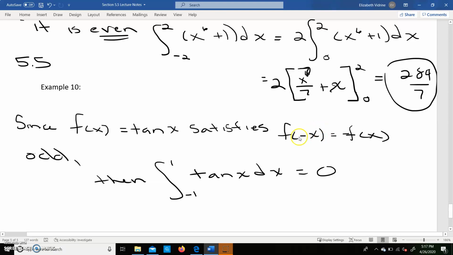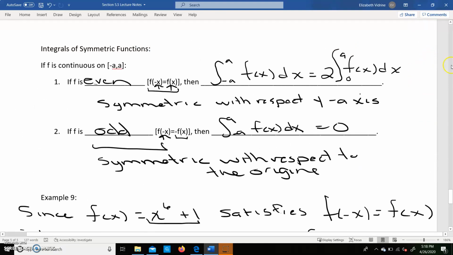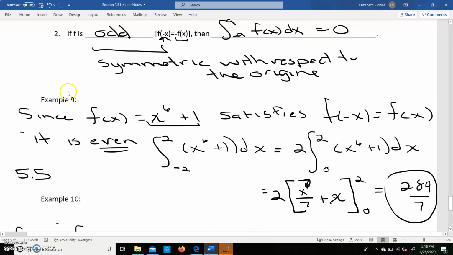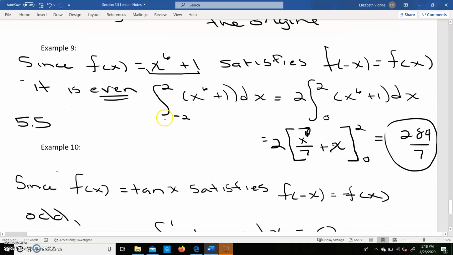So you have to determine if you're looking at an even or an odd function. So you may want to take a moment to go back over what even and odd functions are. And once you know if it's an even or odd function, you can use this property here. If it's even, something like this, going back to example 9, this is an even function.